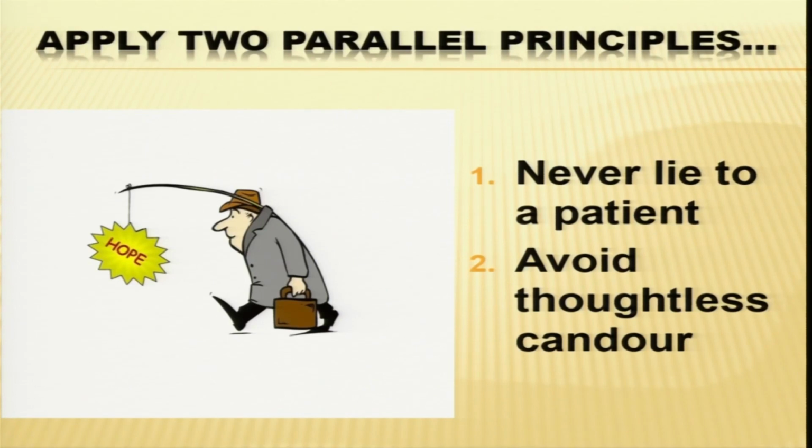Last thing, never lie to a patient. Never. Never lie in front of him. Whatever has happened, slowly and slowly release the information so that he can digest it. Not all of a sudden, that this is what has happened. Slowly and slowly, like how we treat our children. Similarly, a patient also needs to be treated like a child. And avoid thoughtless candor. Be sympathetic. Don't be haphazard. Don't have apathy towards the disease as well as the patient.